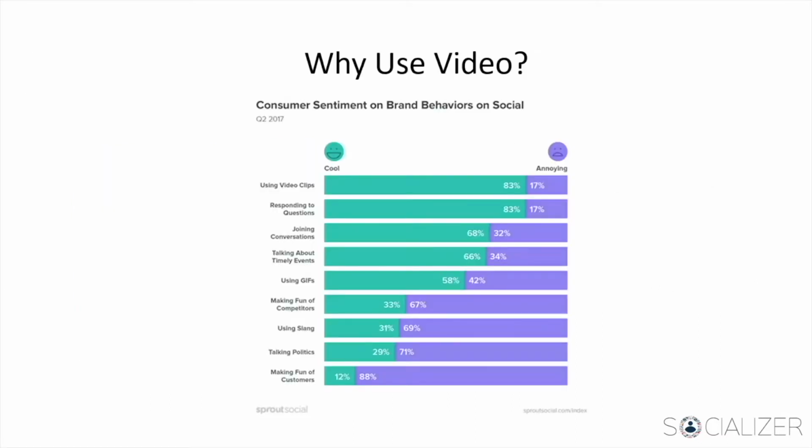So here's just a little bit of statistics. This is from Sprout Social. If you look at the top one, basically it divides it by which people think that something is annoying and which people think it's really cool. You know, they find value in it, they like it. So using video clips and responding to questions is the top two. 83% of people like it when advertisers or people put up video clips. So this is why it is so important to use videos. There is an incredibly high percentage of people who like interacting with it. Responding to questions as well.